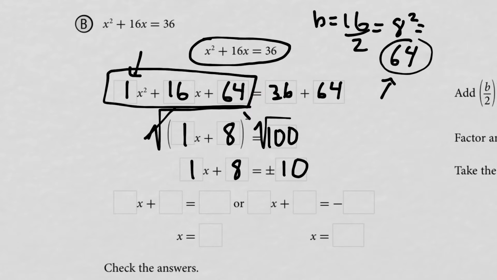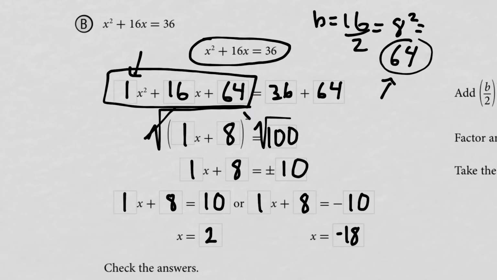And remember that plus or minus 10, there's actually two numbers there. There's a positive 10 and a negative 10. That's where your two solutions come from. So let's worry about the positive 10. The first equation is 1x plus 8 equals 10, which when you solve it, subtract 8 and you get x equals 2. The second equation is 1x plus 8 equals negative 10, which when you solve it, you subtract 8 from both sides, so you get negative 18. Those are your two solutions.